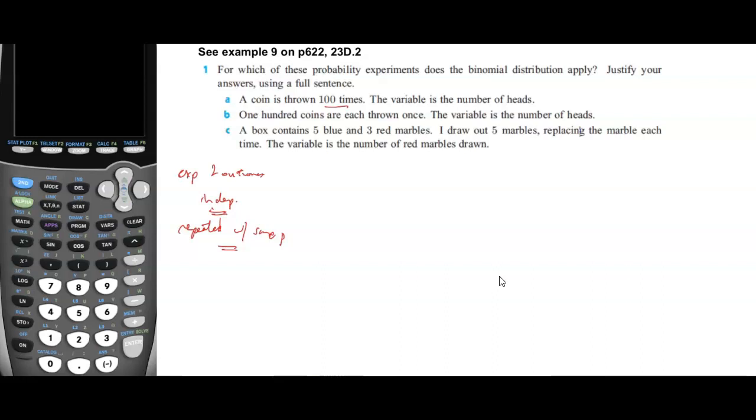So you could draw attention to that, right? That, oh, I'm replacing the marble every time. The number of trials is 5. The p-value is always the same because I'm replacing every time. So how could I ruin this last one? I could say I don't replace it each time. I draw out 5 marbles and I don't replace each time, right? Then it's not independent anymore. The p-value changes.